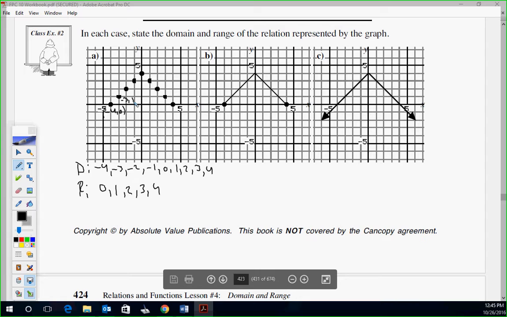So what's the smallest x in this graph? -4, not negative, it's -4. And the biggest one? 4. -4 to 4. So you write it like this. X is bigger than or equal to -4, less than or equal to 4 for the domain. X is bigger than -4, less than 4.